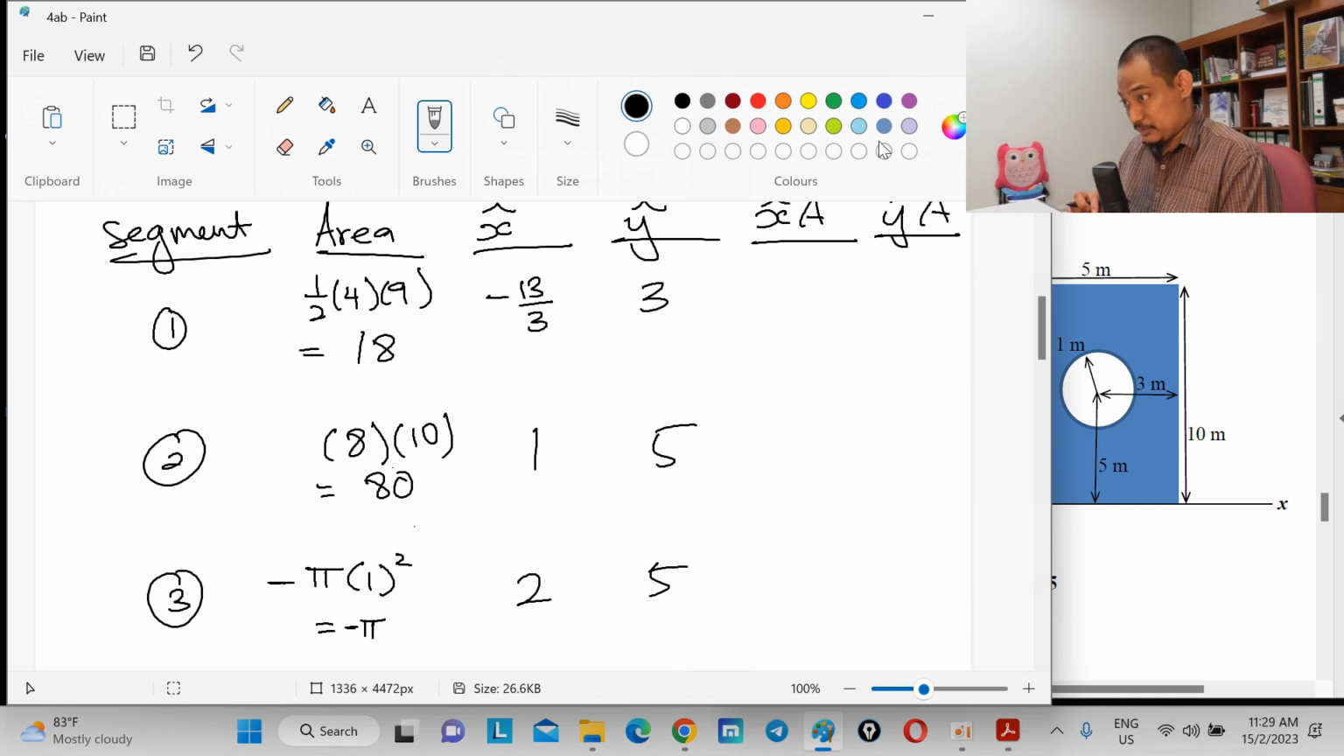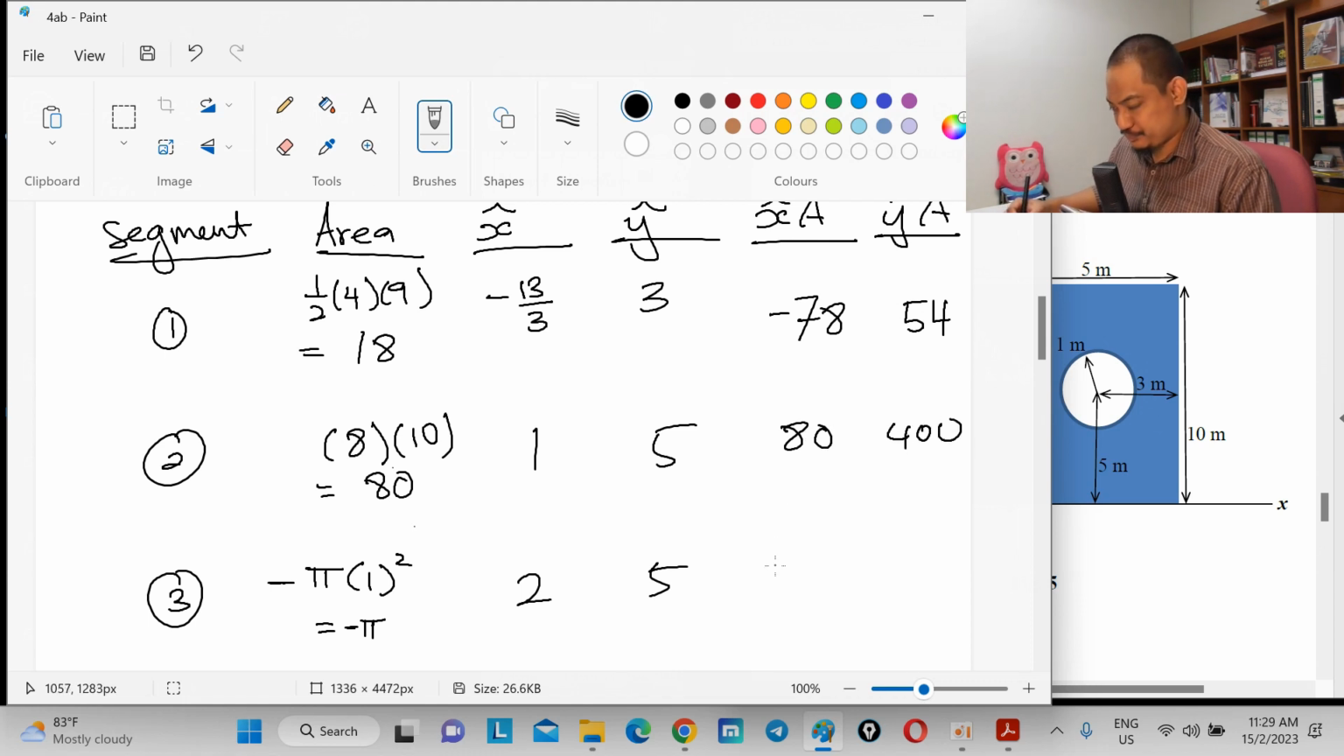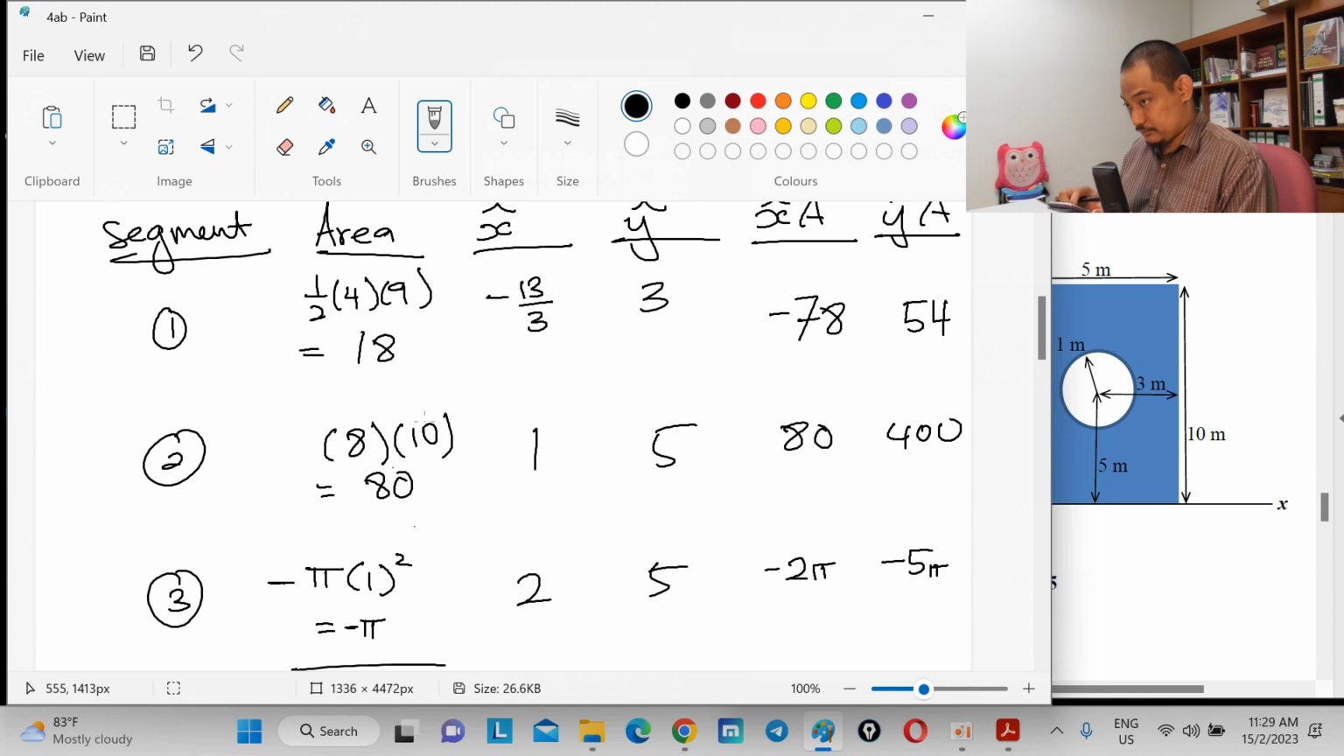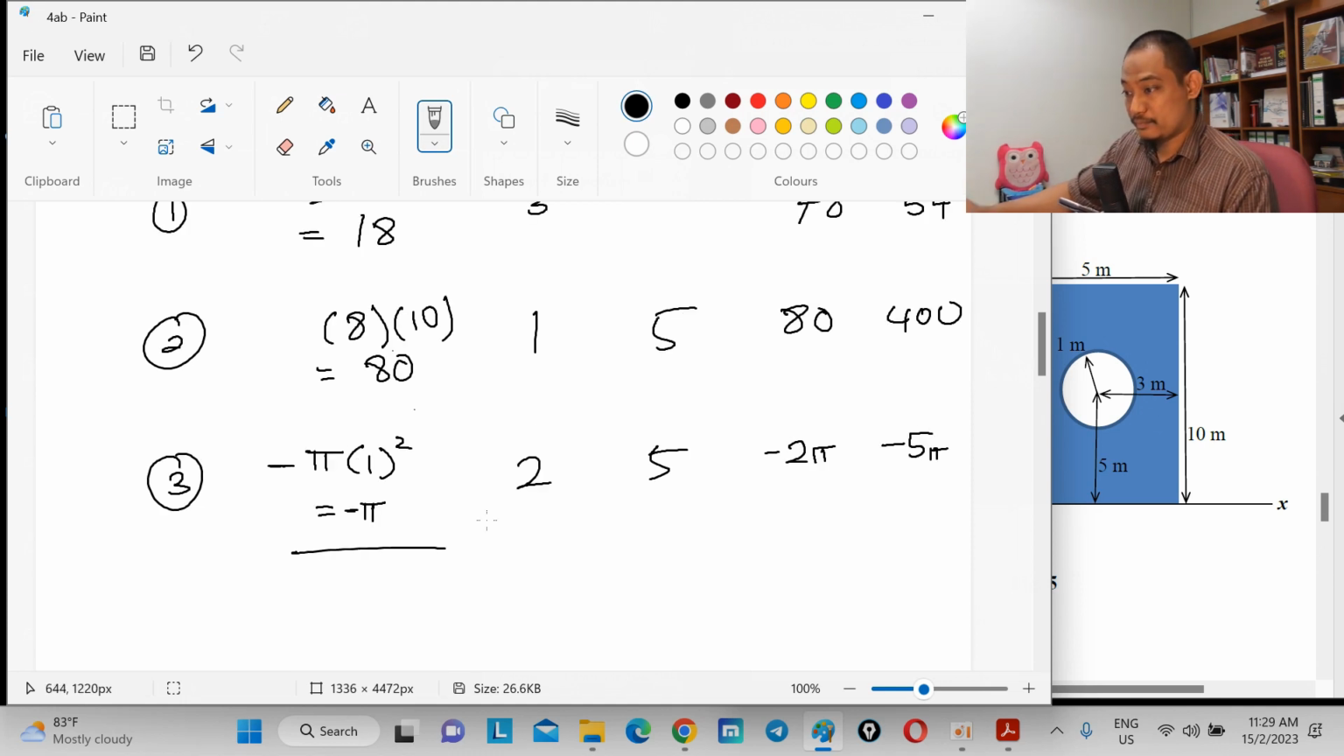Alright, 18 times 13 divided by 3, 78. So minus 78 there. 18 times 3, 54. So this is 80, this is 400. This is negative 2 pi, negative 5 pi. Okay, so for area, we sum everything up. 18 plus 80 minus pi, 94.8584.